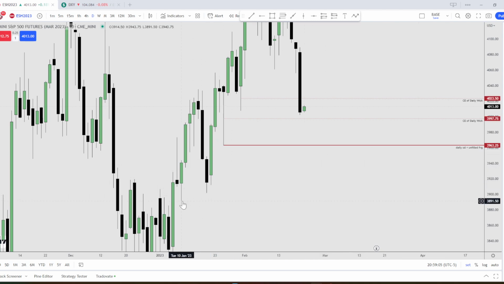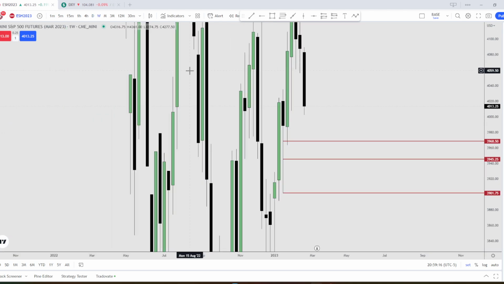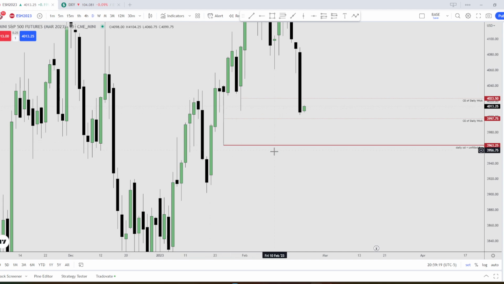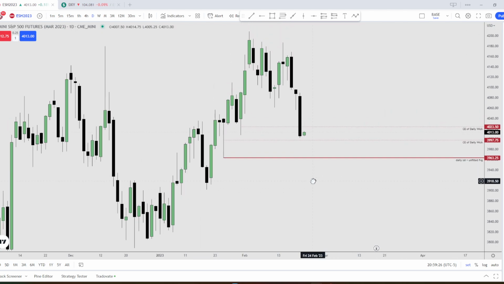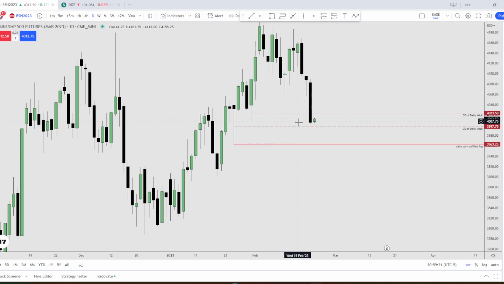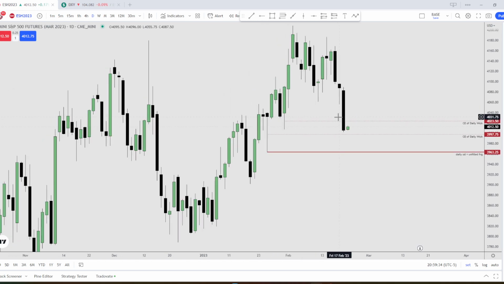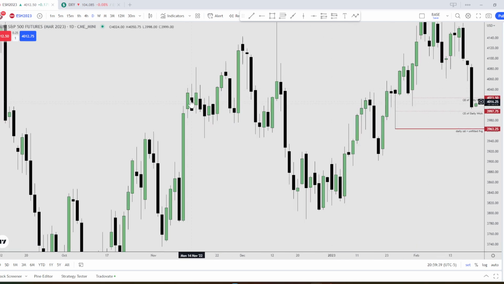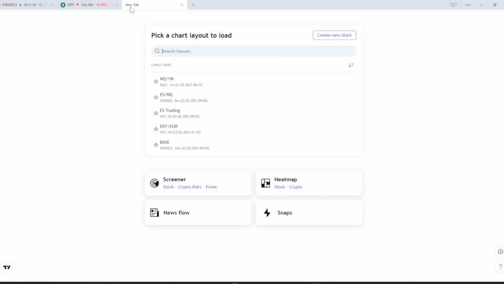3901 right about here, 3968 right about here, and 3945 right about this order block right here. So yeah, we have a good confluence with the weekly time frame as well. So let's just see, we might get something like this.